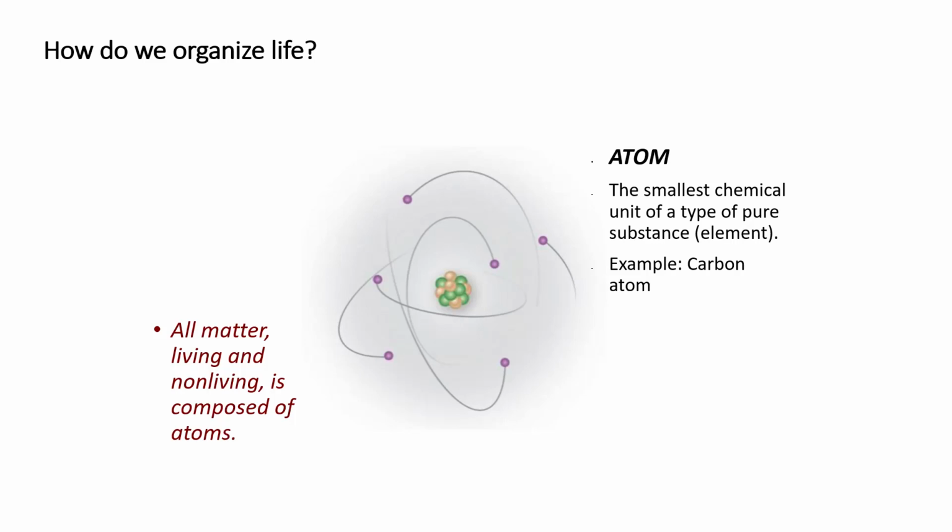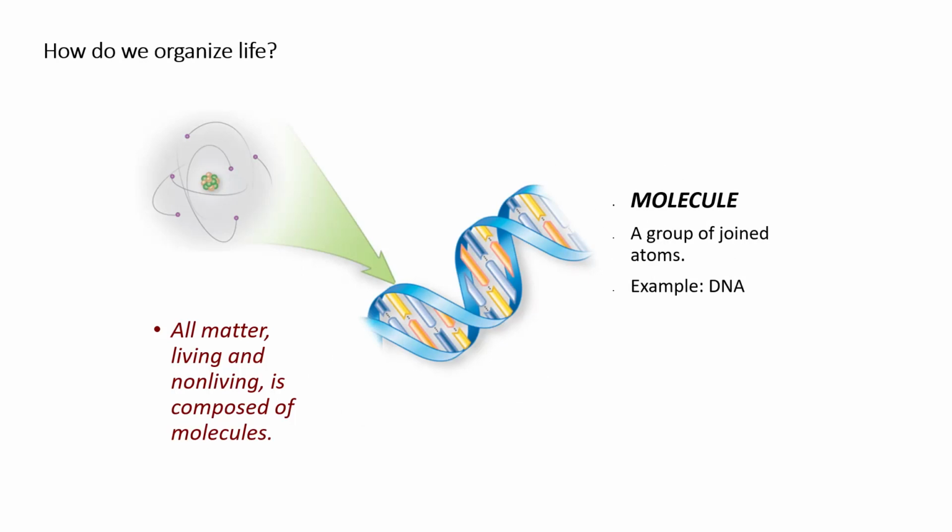Matter is anything that has mass and takes up space. So everything around us on Earth has mass and takes up space. And all of this matter is made up of these little tiny building blocks called atoms. Atoms can come together to form molecules. So molecules are just a group of joined atoms. An example of a molecule is DNA. Also H2O, or water. Water is a molecule. All matter, living and non-living, is composed of molecules.